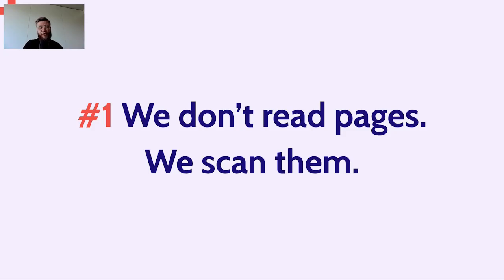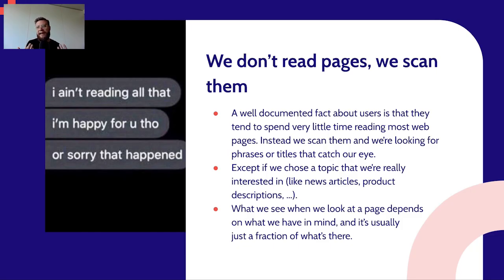The first one that's very important as well is we don't actually read pages. We tend to scan them. If you have, for example, a page with a lot of text or even a news article, it doesn't have to be a web page, we only are going to read the full text when we're actually interested in the topic. If not, we're just about to read the titles and the subtitles and everything that pops out from it. So as designers, we have to make sure that people can search for those things that pop out. That's what we call hierarchy. We have to make sure the content has a good hierarchy.